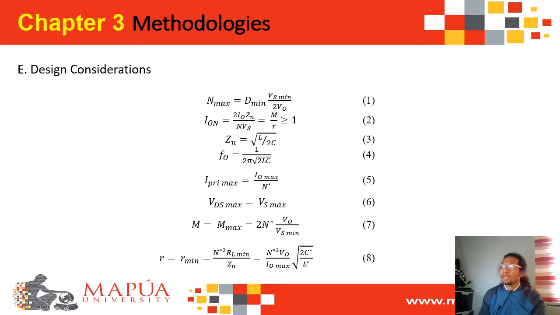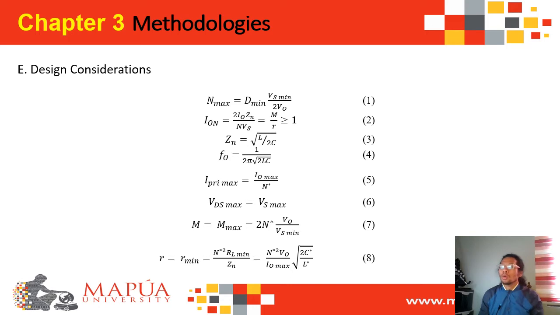Knowing the input voltage range, the turns ratio of the transformer is determined by the maximum turns ratio in equation 1, where Dmin is the minimum duty cycle, typically 0.7 to 0.9 for a half-bridge converter. The resonant tank design is based on equations 2, 3, and 4, and the first equation defines conditions for zero voltage switching, while the other two define the characteristic impedance and the resonant frequency.